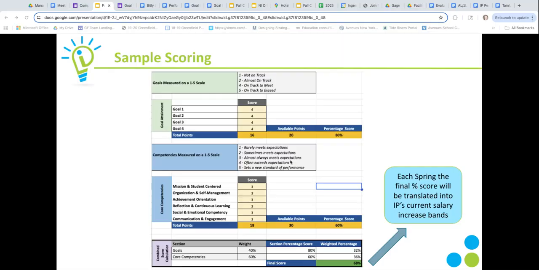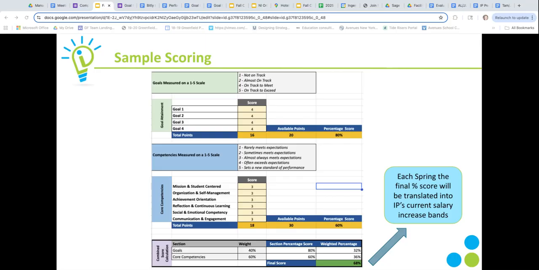Now let's move to the competency section. This sample person was rated a 3 on each of the 6 core competencies. 3 times 6 equals 18 total points. There were 30 available points in this section should the person have scored 5 on each of their competencies. Therefore, their percentage score on the competency section is 18 out of 30, or 60%.